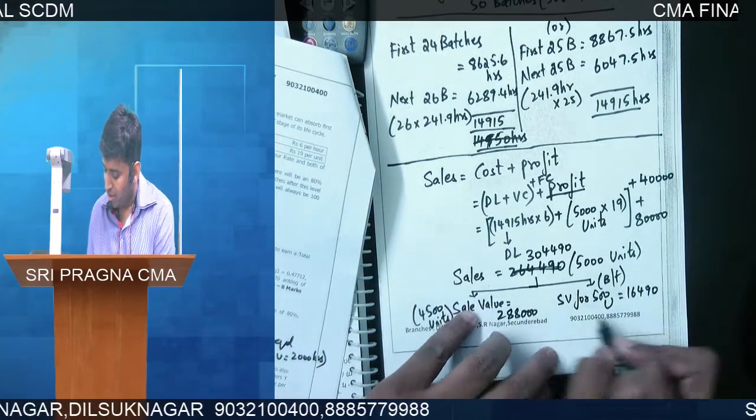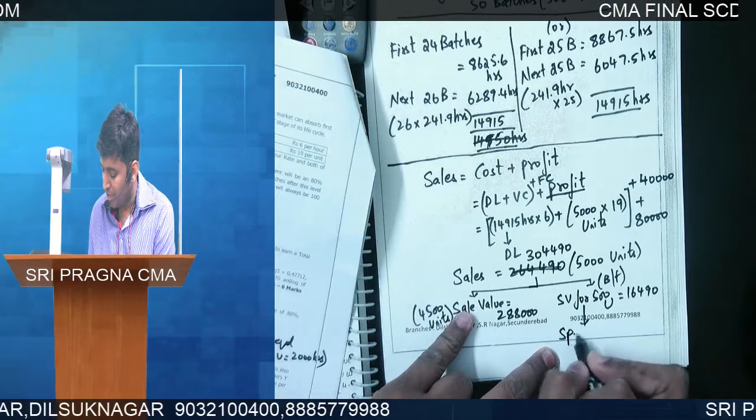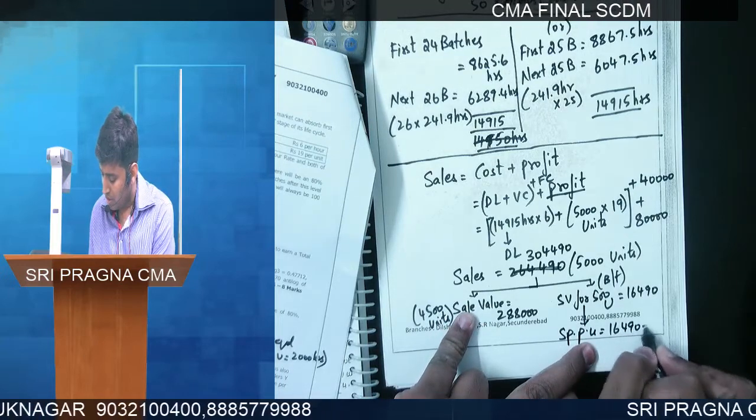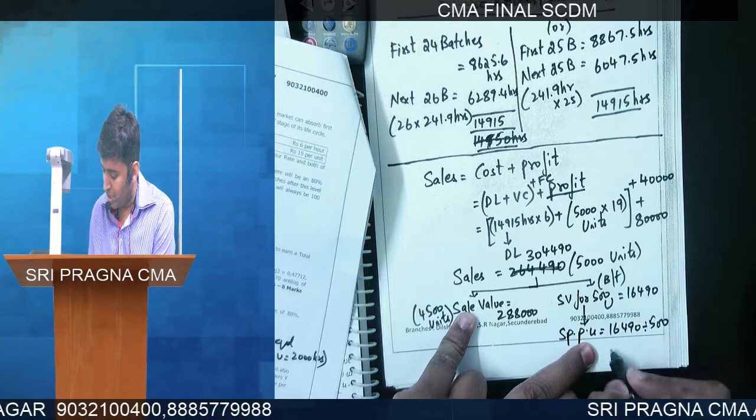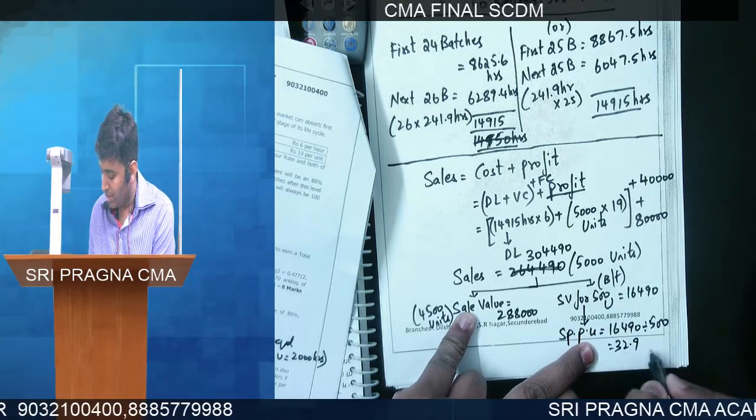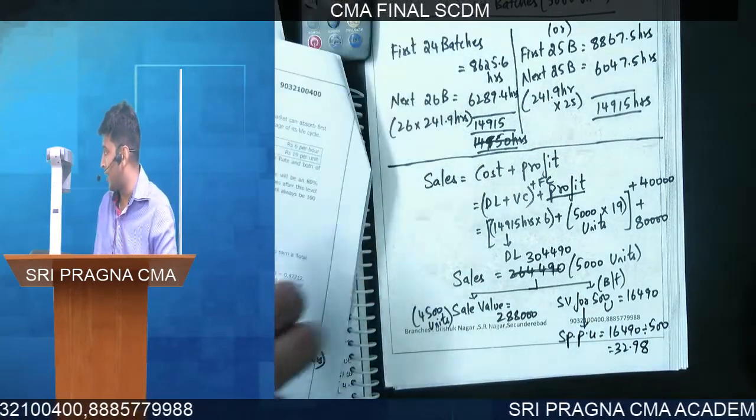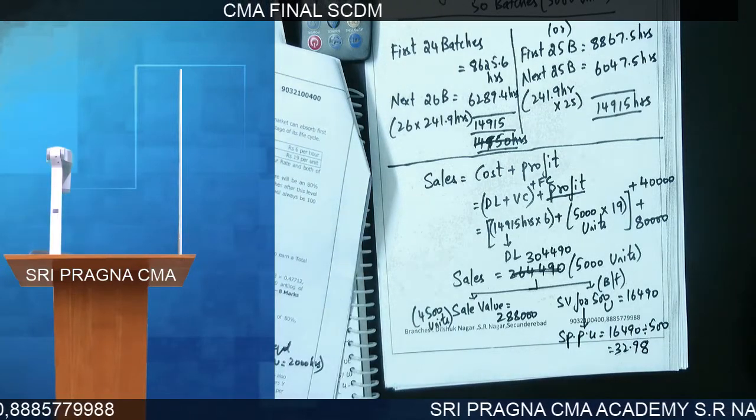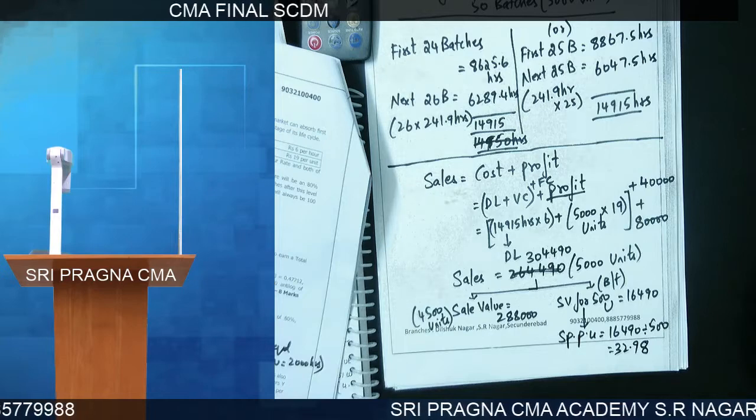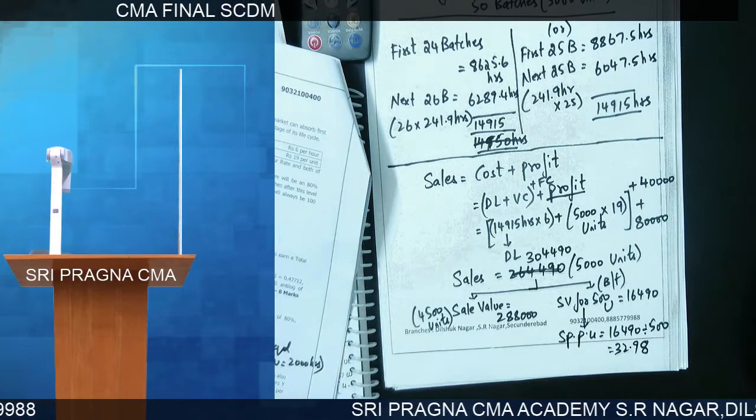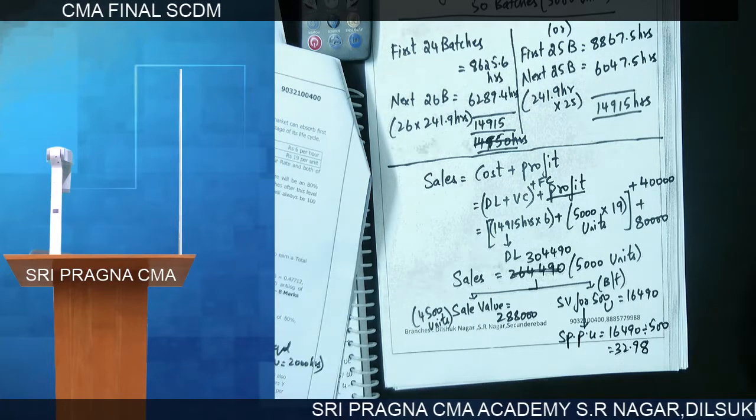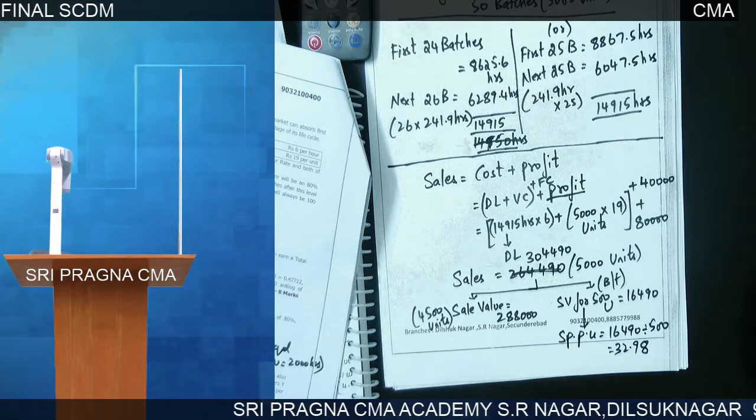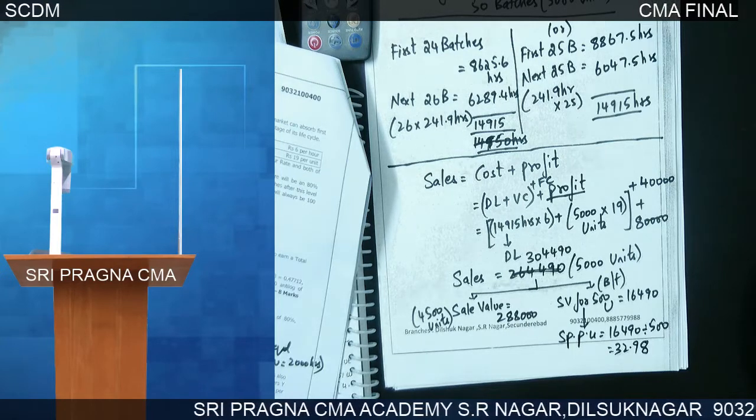16,000. What will be the selling price per unit then? 32.98. What is your normal selling price? 64. But you're selling at 32 point because your product has entered decline stage. This is a standard question which can be asked in the exam.